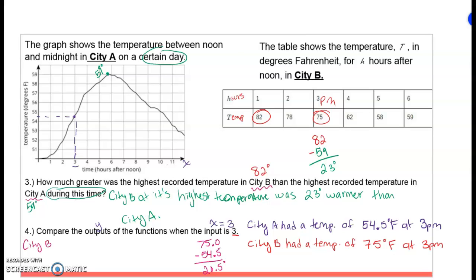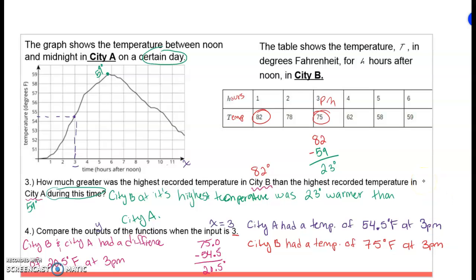City B and City A had a difference of 20.5 degrees Fahrenheit at 3 p.m. And again, you can phrase it however you'd like. These are your notes.